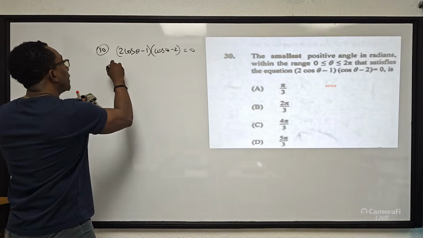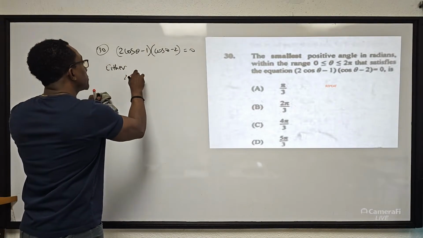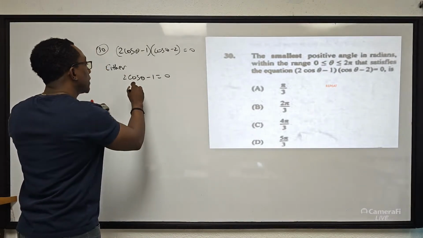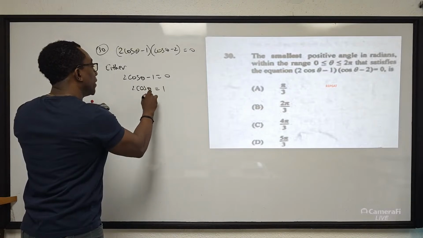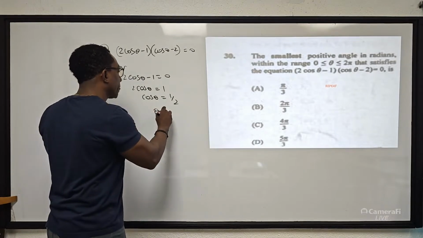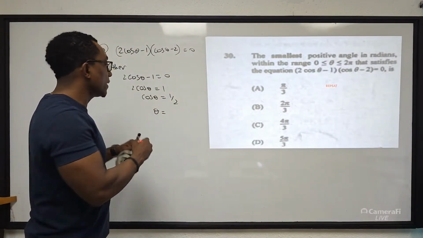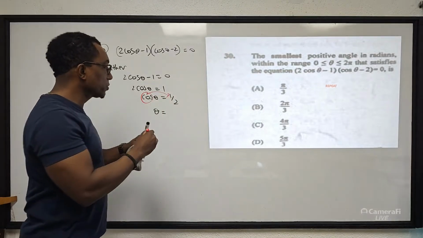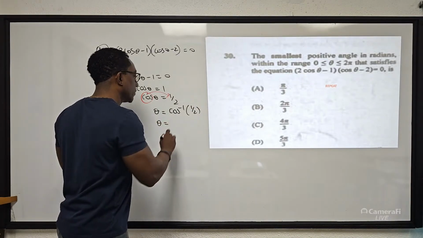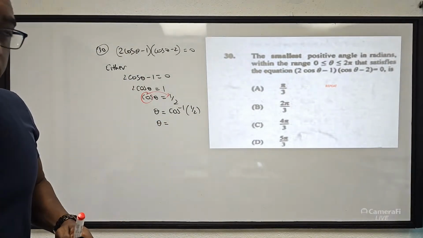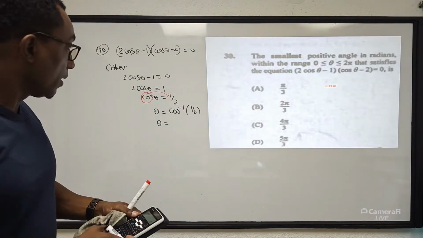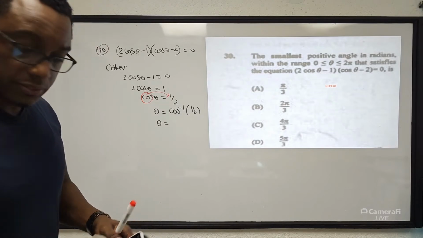So I'm going to take 2 cos theta minus 1, put it equal to 0. Let me make theta the subject. So this becomes 2 cos theta is equal to 1. Cos theta is a half. And therefore theta is equal to cos inverse of a half. Now of course you can convert your calculator into radians, or you can work it in degrees and then convert it into radians. So cos inverse of a half is 60 degrees, right?